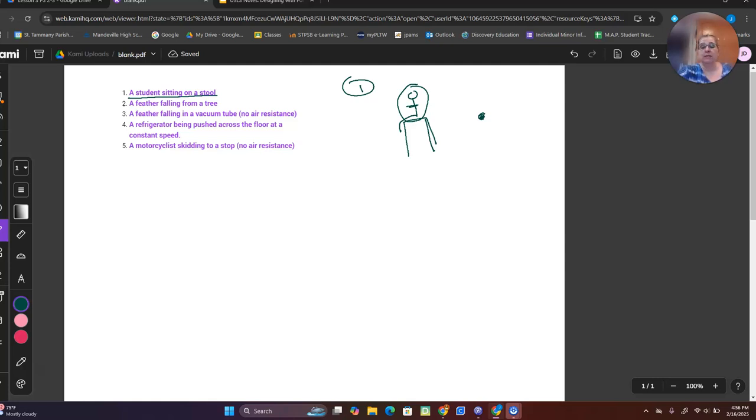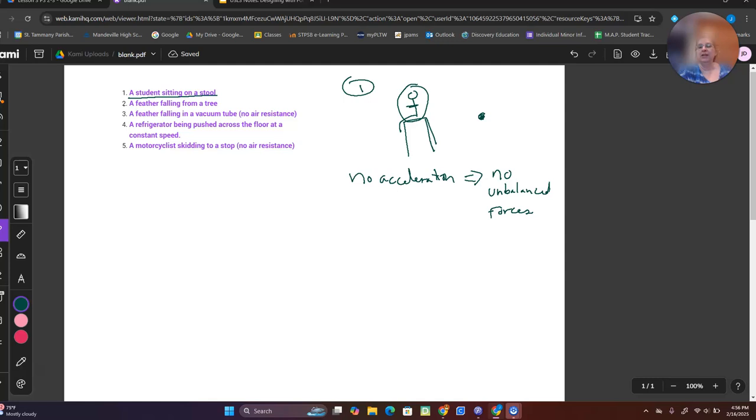Now, what are the forces that are acting on the student? So since the student is just sitting, there is no acceleration. So what that means is there are no unbalanced forces. All right, so what forces do we know have to be acting on the student when we know that they can't be unbalanced because the student is not accelerating, the student is just sitting there?